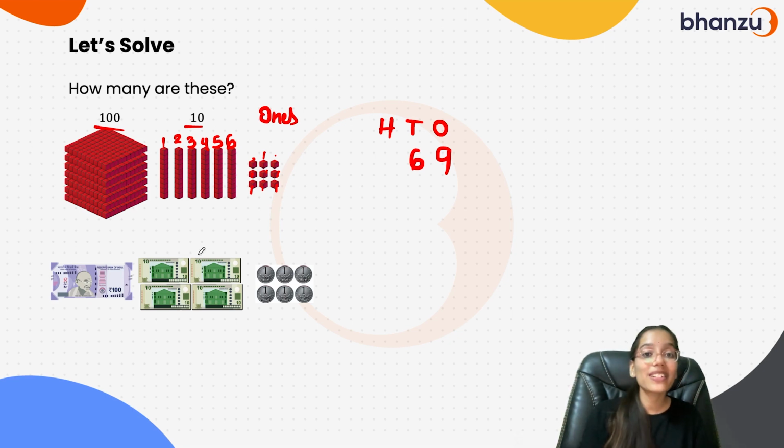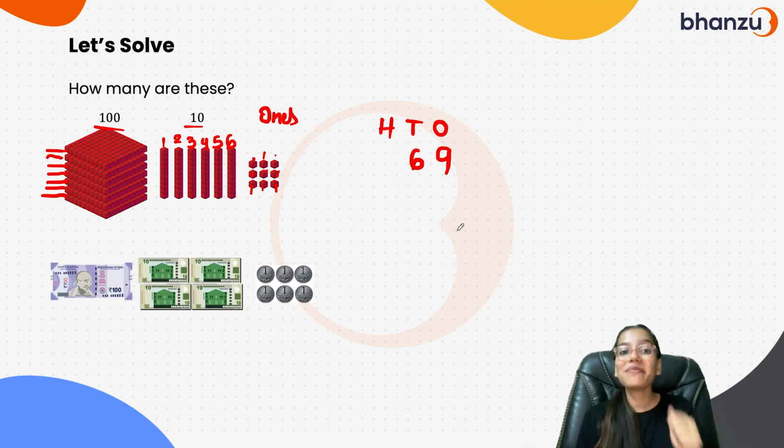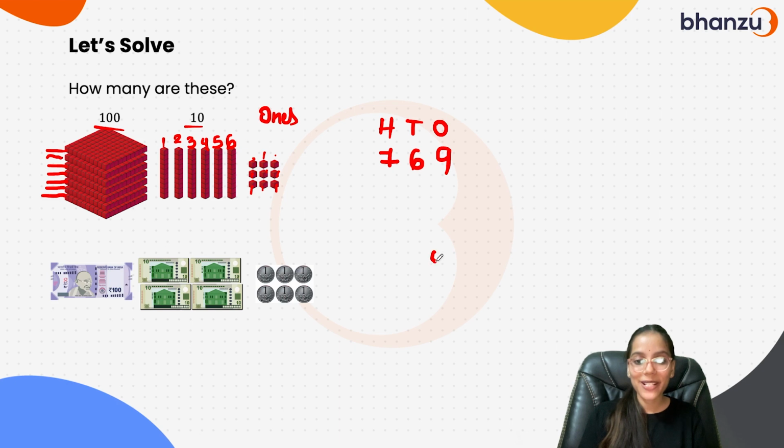Correct? So how many such hundreds do we have? Let us count. 1, 2, 3, 4, 5, 6, 7. We have 7 bundles of hundreds. So it is 769. Let's have a look at another question now. Let me write the place values. Ones, tens, hundreds.